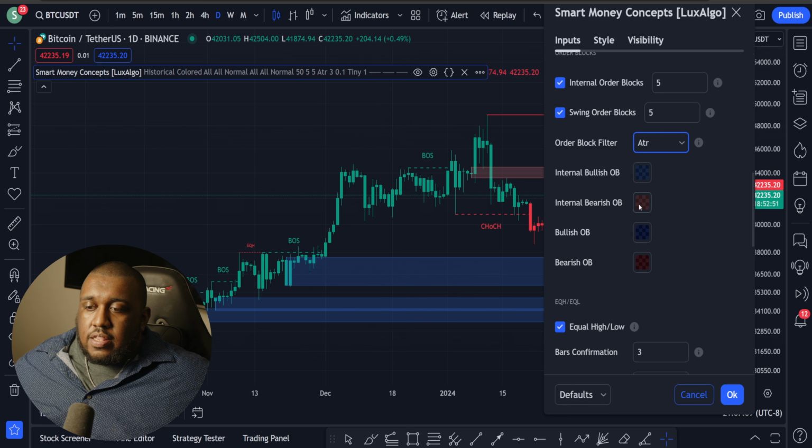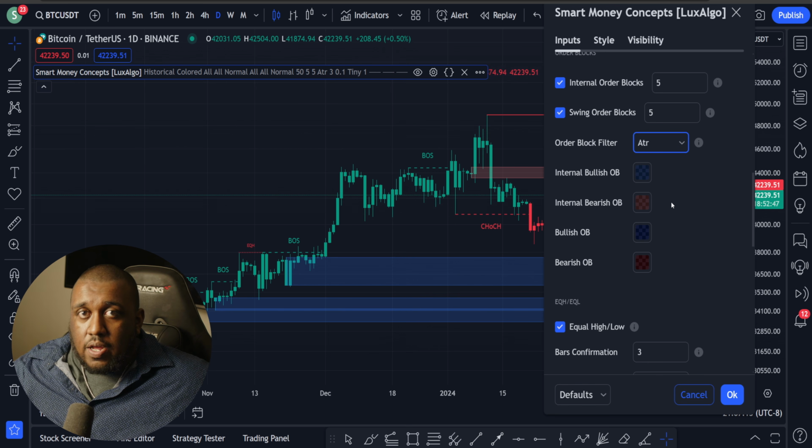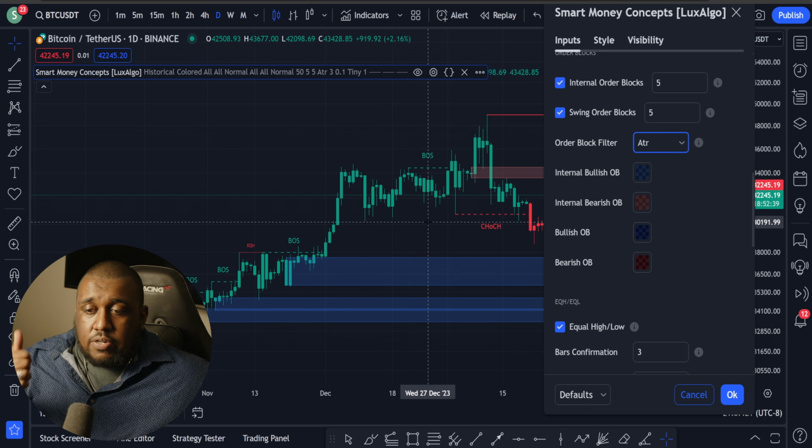Typically, the way I look at this is perhaps some people like to have different colors when it comes to swing order blocks versus regular order blocks, internal order blocks. I do not mess with these whatsoever. I don't necessarily care about the different colors and whatnot. Order blocks that are support are blue. Order blocks that are levels of resistance are going to be red.